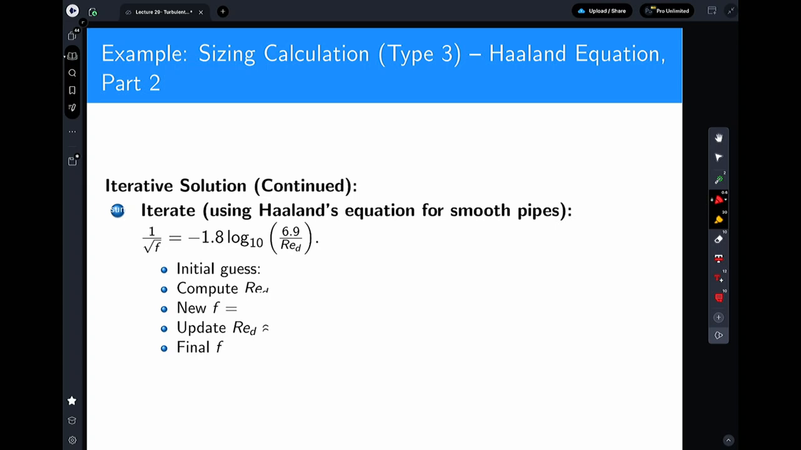So if you do the same thing and you guess f is equal to 0.02, you get D, which is the same thing, 5.6 meters. You compute a new Reynolds number, which is 5.14 times 10 to the 5th, and I get an f of 0.013, a new f.